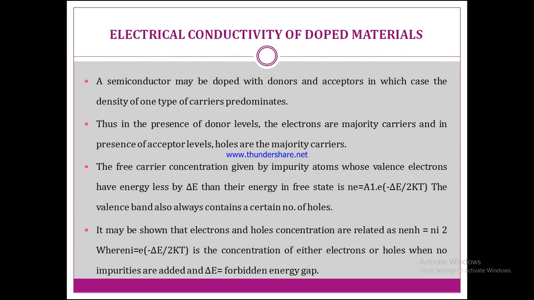It may be shown that the electrons and holes have a concentration N_i, which is the concentration of electrons and holes when no impurities are added. As we know, the resistivity of an intrinsic material is approximately given by the expression rho_I is equal to A_I e raised to delta E upon 2 kT.